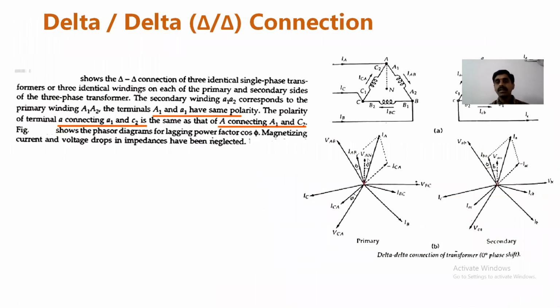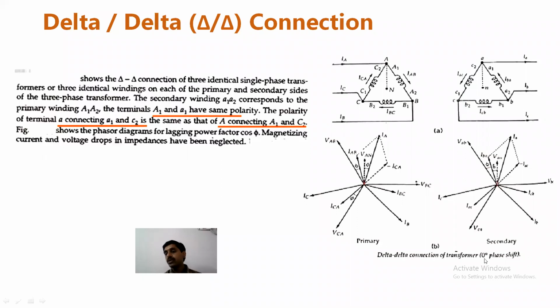So coming to this delta connection, we have different types of connections. One is with 0 degrees phase shift. Now you understand the hands of the clock. You see, this is the delta connection on the primary side and the delta connection on the secondary side. First, if you observe this capital A and this small a, these are the primary side and these are the secondary side.